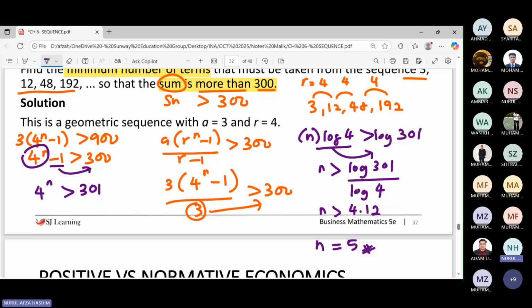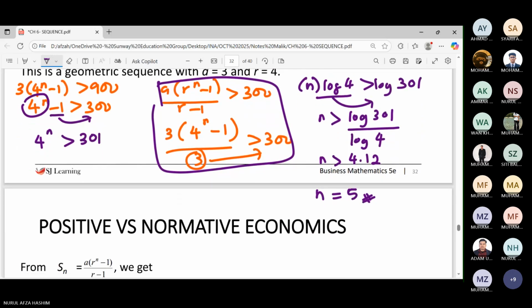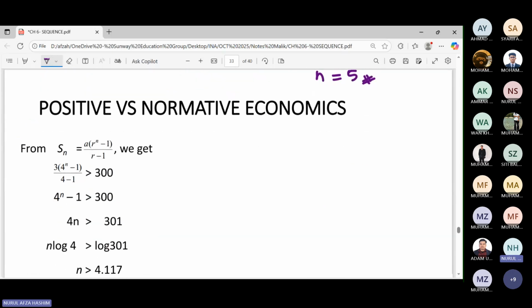Okay. So memang kena buat satu-satu. Start with the statement. Lepas tu expand the formula. And then use the log. Okay, you do one by one. Memang kena practice formula tu. Okay.